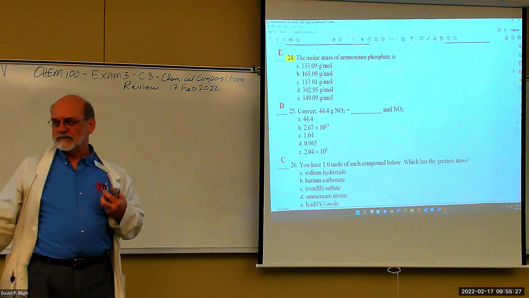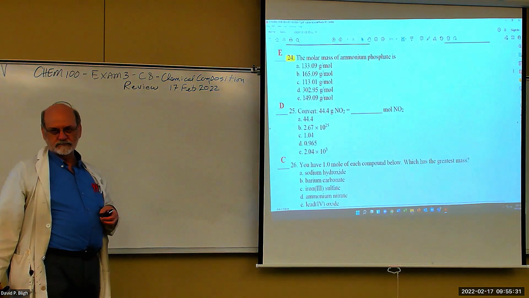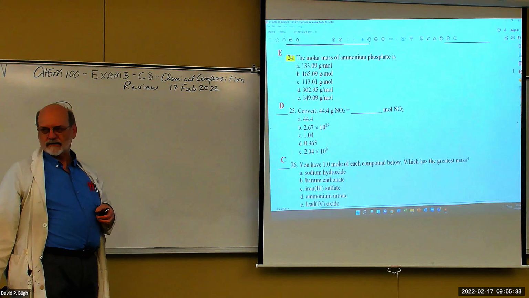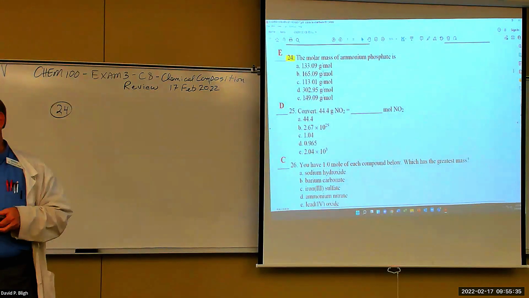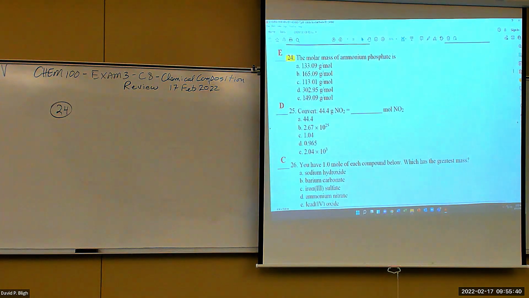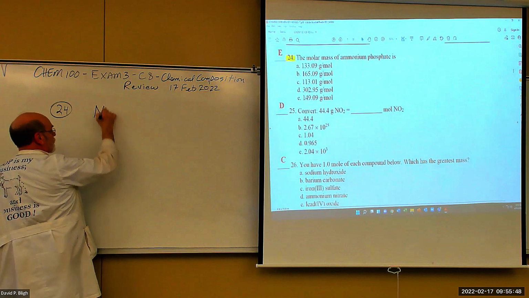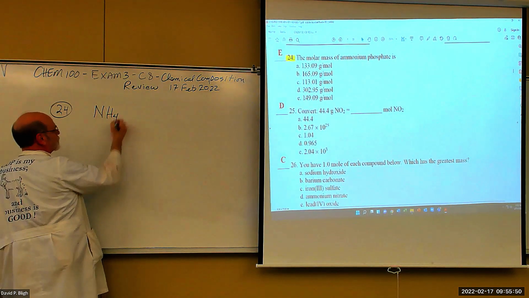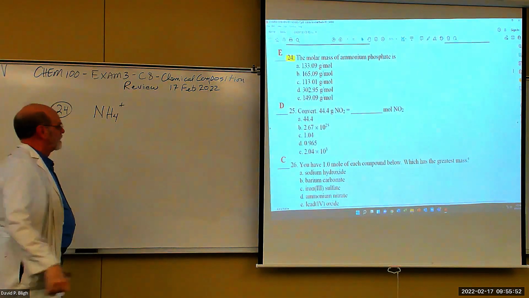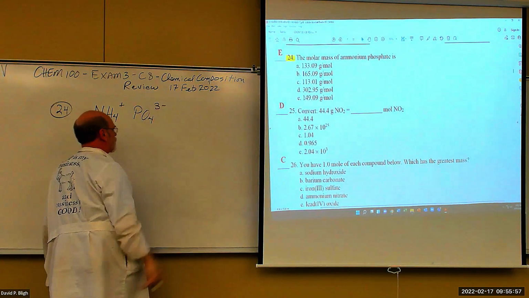It's in your polyatomic ions. Okay, so ammonium phosphate. Ammonium is this, right? With a +1 charge. Phosphate is this one with a 3- charge.